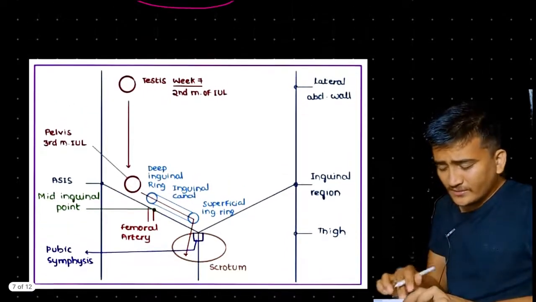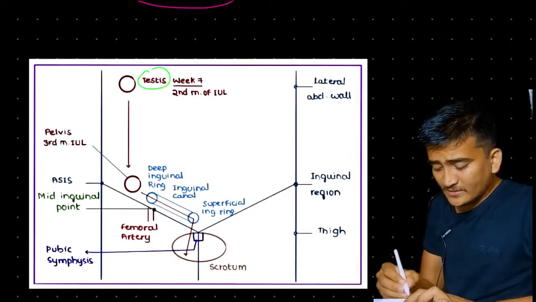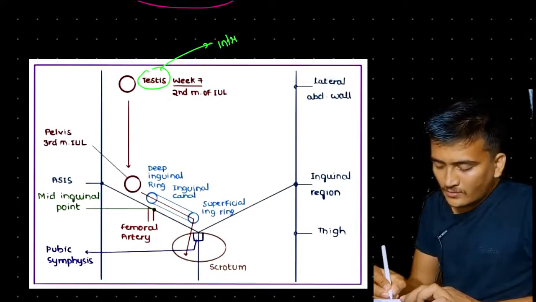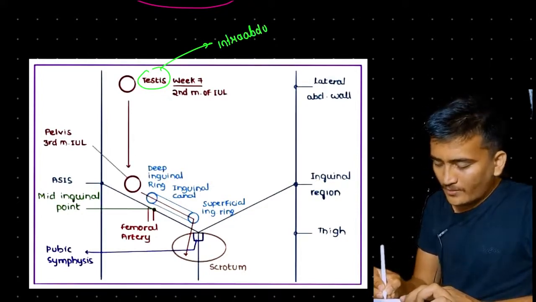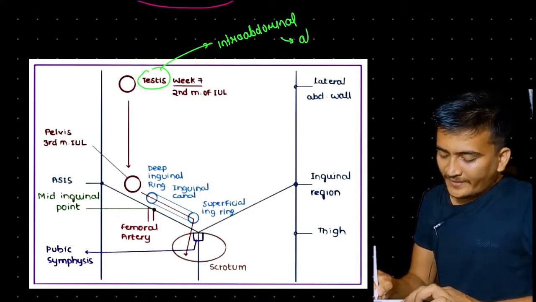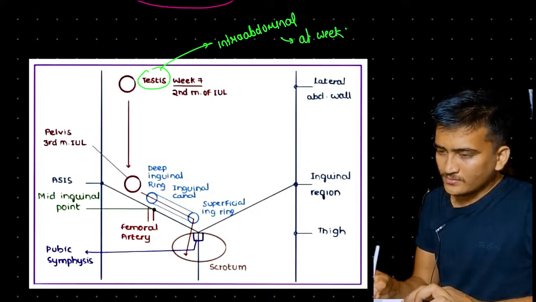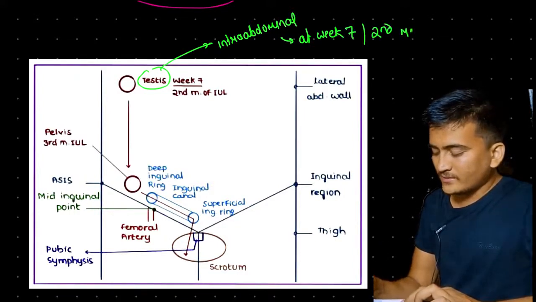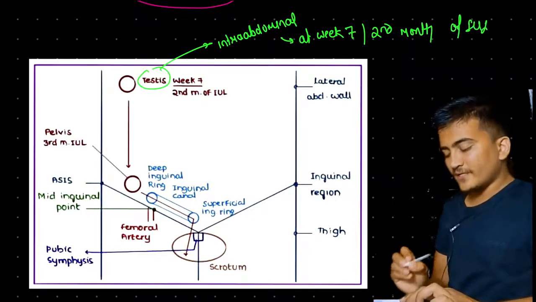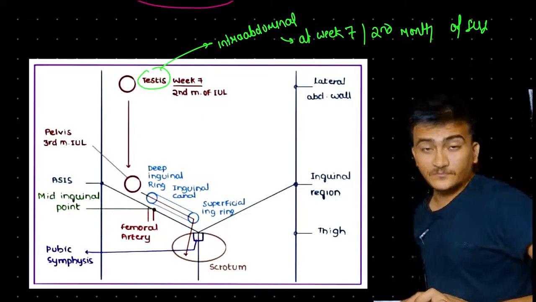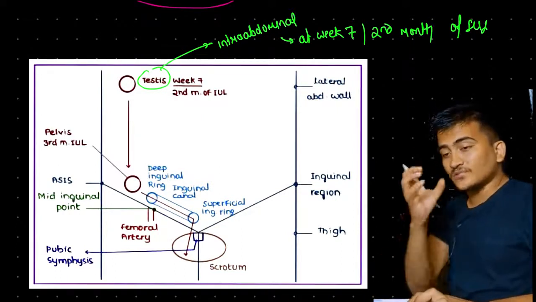Initially, at the beginning, what was the testis? The testis was intra-abdominal. At what time? At week 7, or we can say the second month of intrauterine life. Until this time, the testis is what? Intra-abdominal, right? Now what will happen is it will start descending.